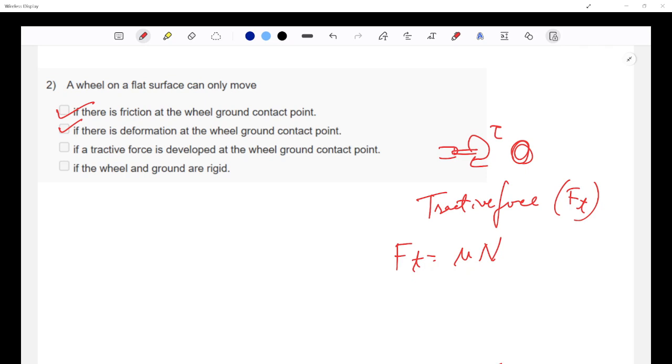Let's talk about option C. If a tractive force is developed at the wheel ground contact point, this is true. This is the actual cause of motion. Friction plus deformation actually generates the tractive force. So this is also correct. Option 4 is if the wheel and ground are rigid, false, right? Because if both of them are perfectly rigid, contact is a single point.